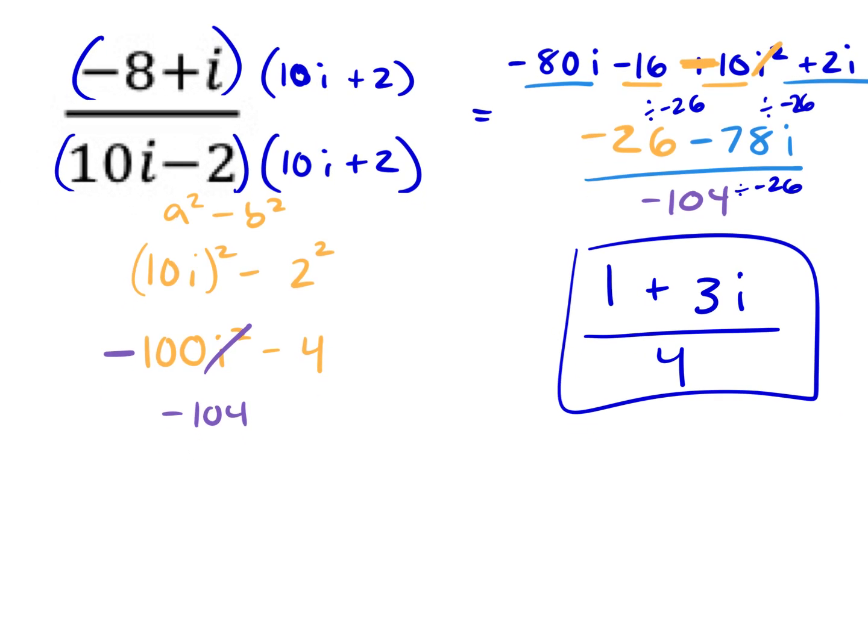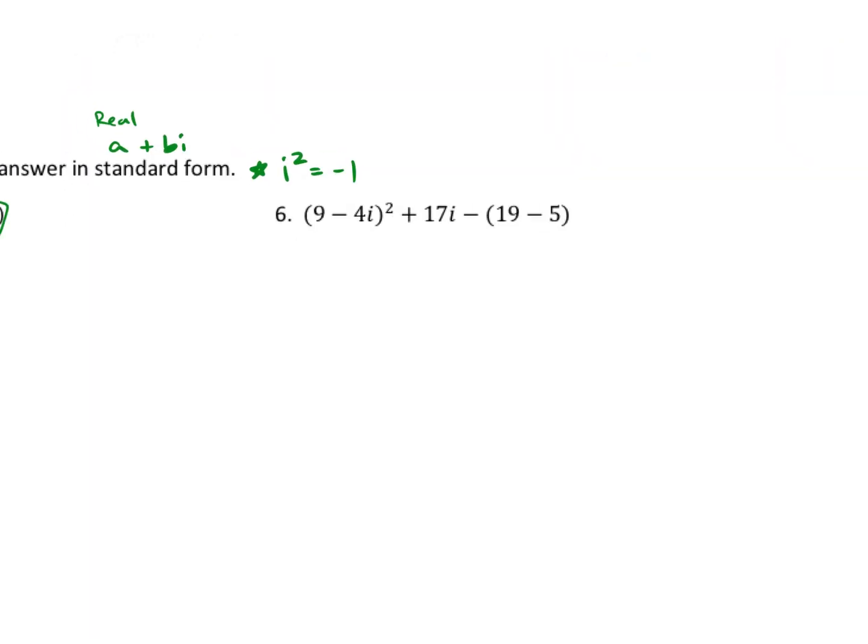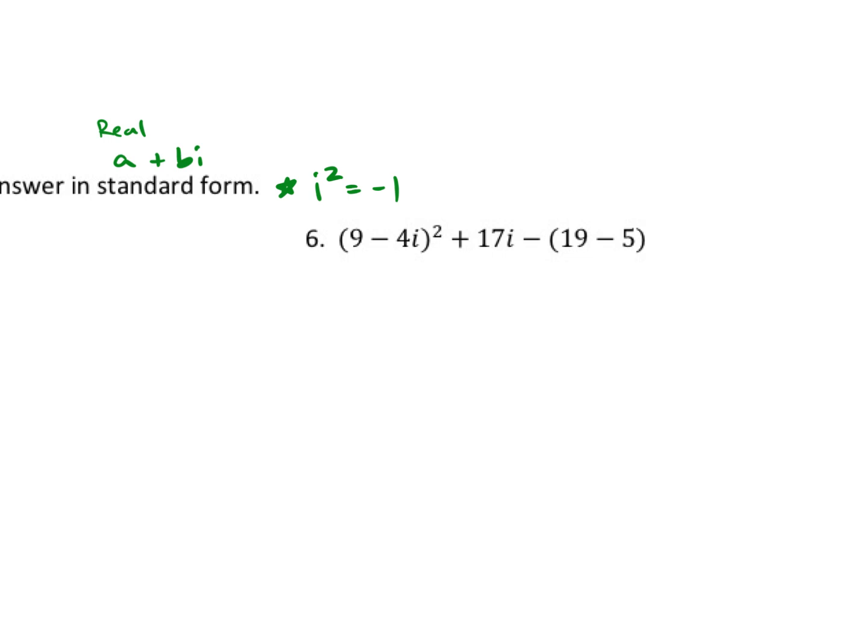Let's look at number 6. Keep in mind when you're dealing with your imaginaries, you want it to be in standard form. So the real part has to come first. The imaginary part comes second. And then anytime you have an i squared, make sure you change it to be -1. So you always want to simplify.